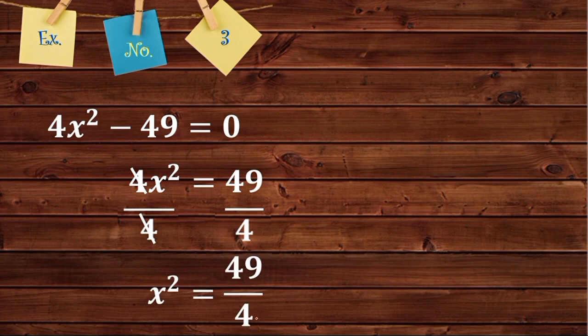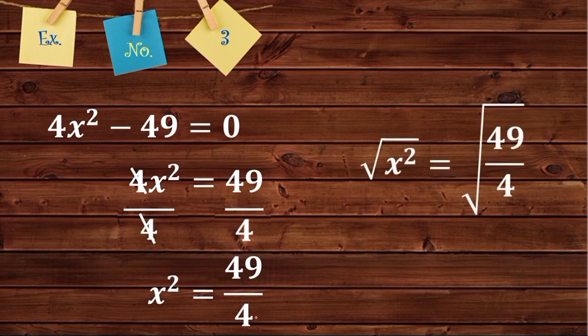Then let's extract the square root. The square root of x squared is x, and the square root of 49 is 7. The square root of 4 is 2. So the roots are positive and negative 7 over 2. There are also two real and unequal roots.